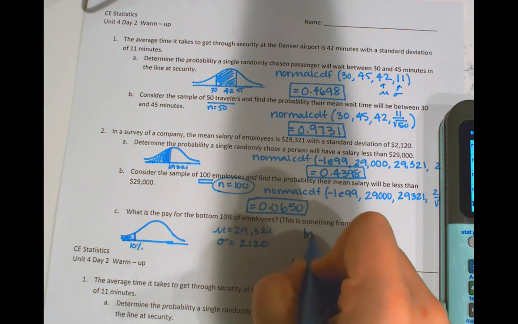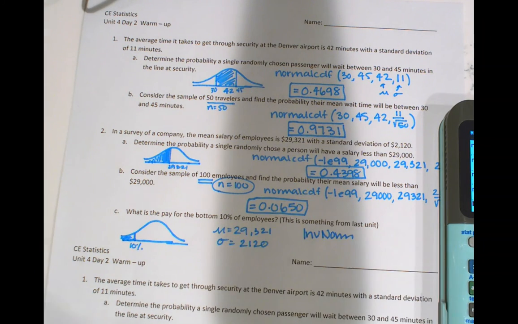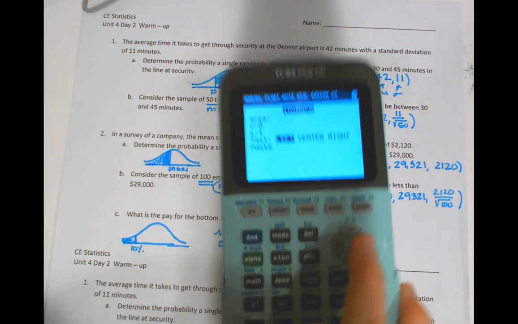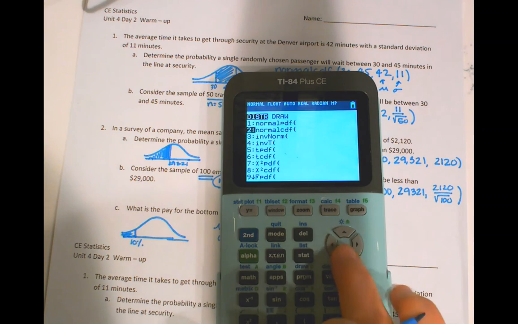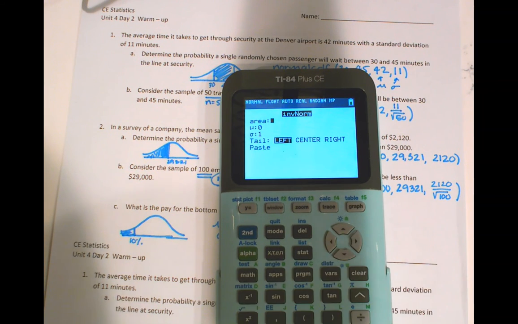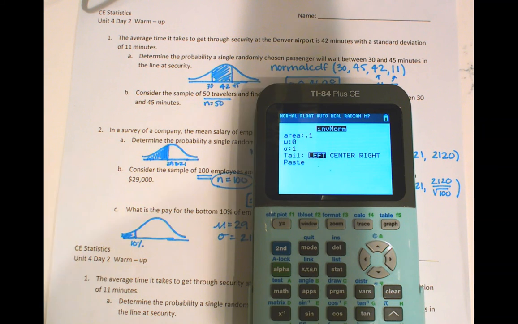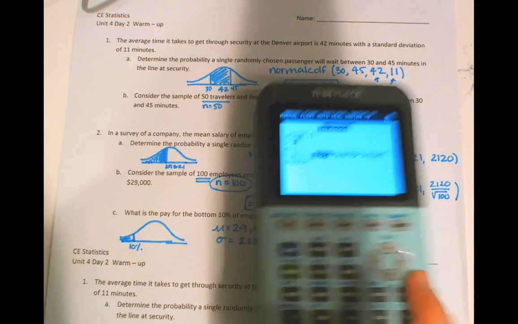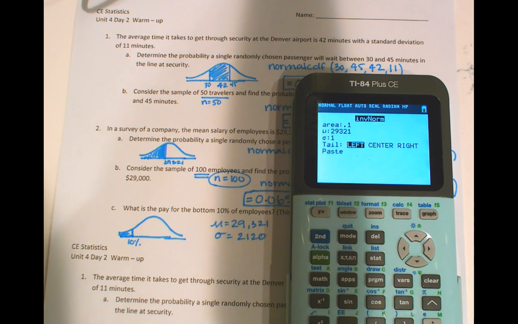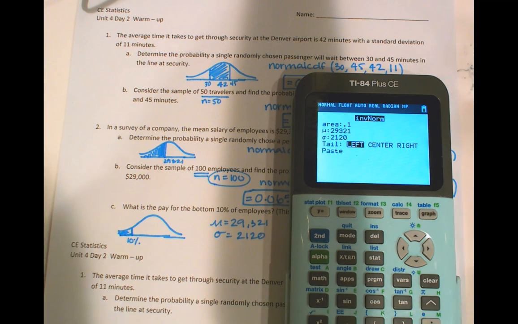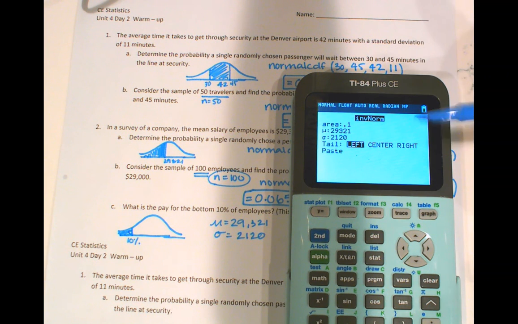Remember, we use the button inverse norm. So if I hit second vars and I go down to number 3, sorry, I didn't do that on the screen. The area that I want is 0.1, 10%. My mean is 29,321. My standard deviation is 2,120. And then if this is possible on your calculator, you would select the left tail. If this is not, your calculator is always assuming the left tail. So in this case, you don't need to do anything.